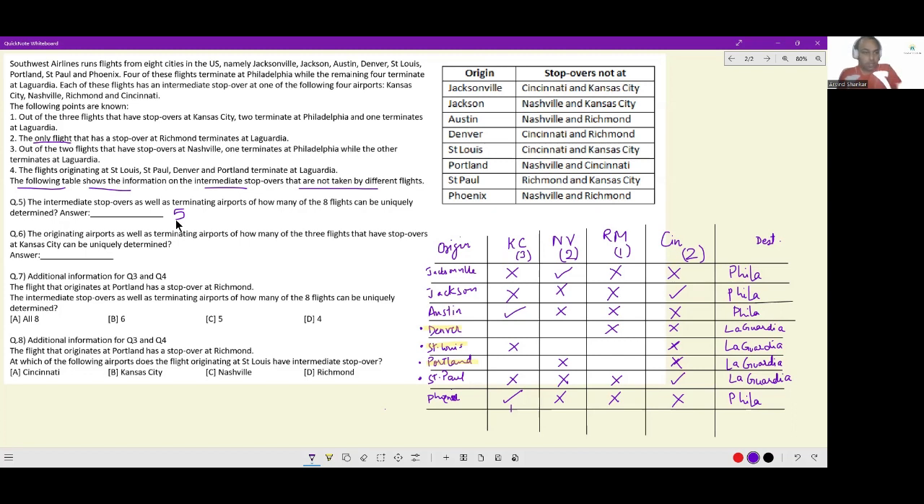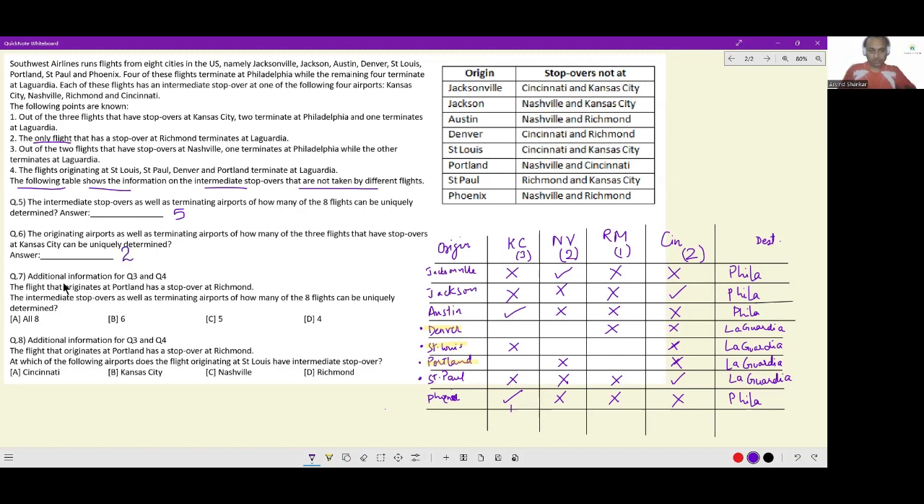Next, the originating airports as well as terminating airports of how many of the 3 flights that have stopovers at Kansas City can be uniquely determined? Basically, they're asking how many ticks do you have in the Kansas City column. For Austin and Phoenix, we know, but between Denver and Portland, which one is it? We don't know. And therefore, the answer to the second question is 2.